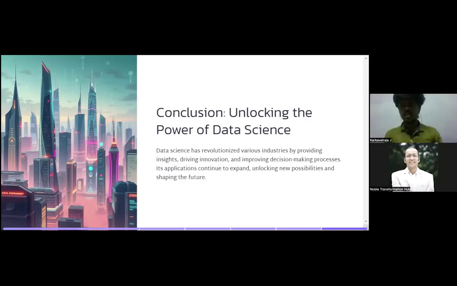I have a fact: as long as there will be data, there will be data science. You need to apply the science onto it in order to get the information from the data. So yeah, that's the conclusion I will tell. So yeah, sir, over to you.